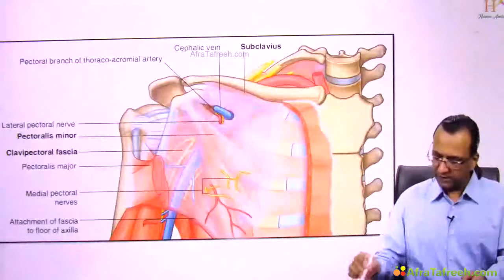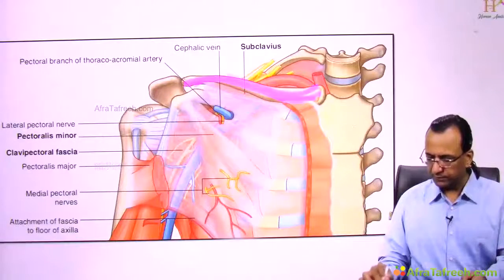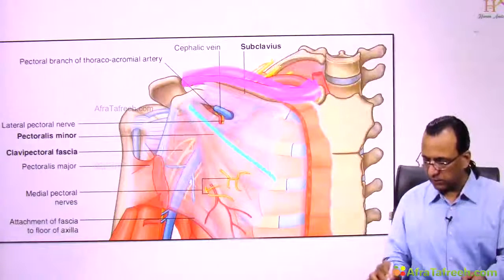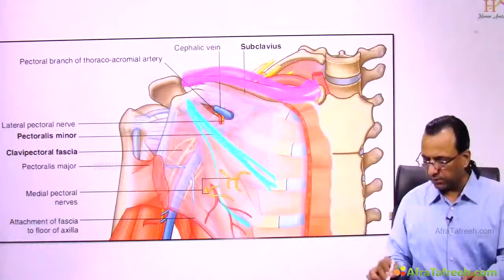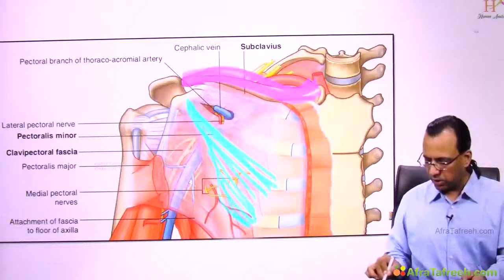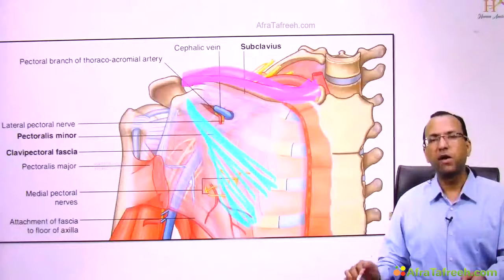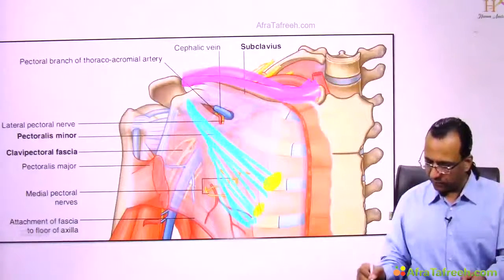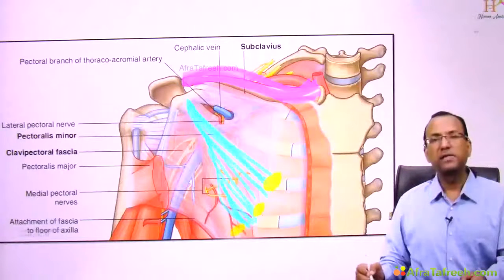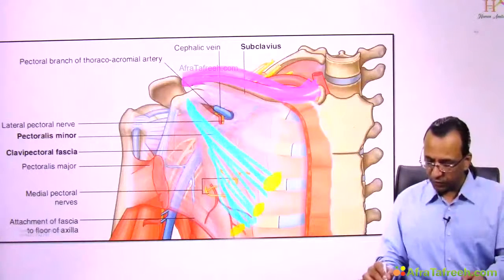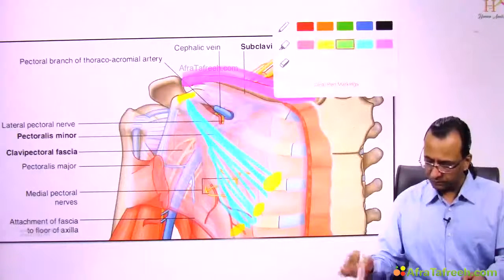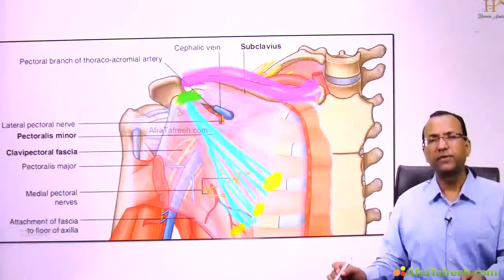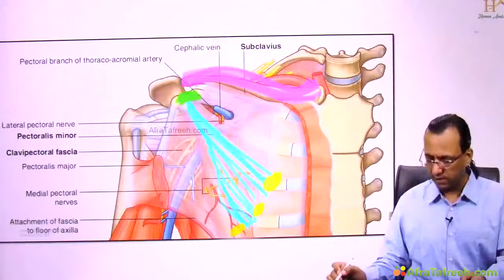You see, this is the clavicle bone. And then you see there is a pectoralis minor muscle. Where is the pectoralis minor muscle coming from? It is coming from rib number 3, 4, 5. That is the origin. Then where is the insertion? It is the superior surface of the coracoid process. So the pectoralis minor goes to the superior surface of the coracoid process.